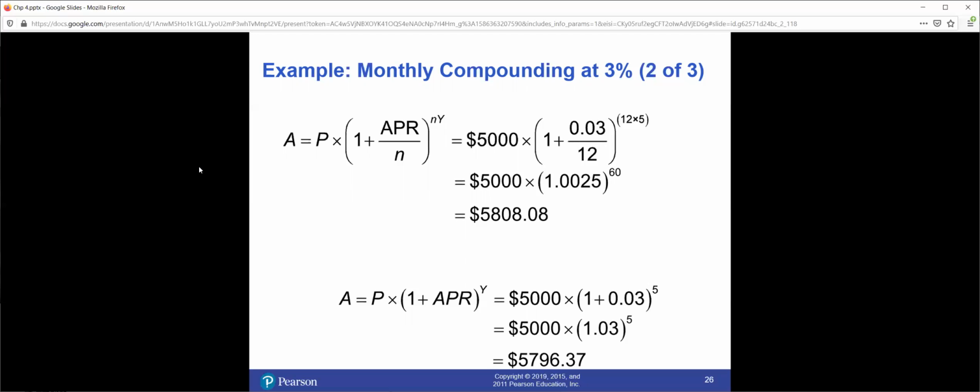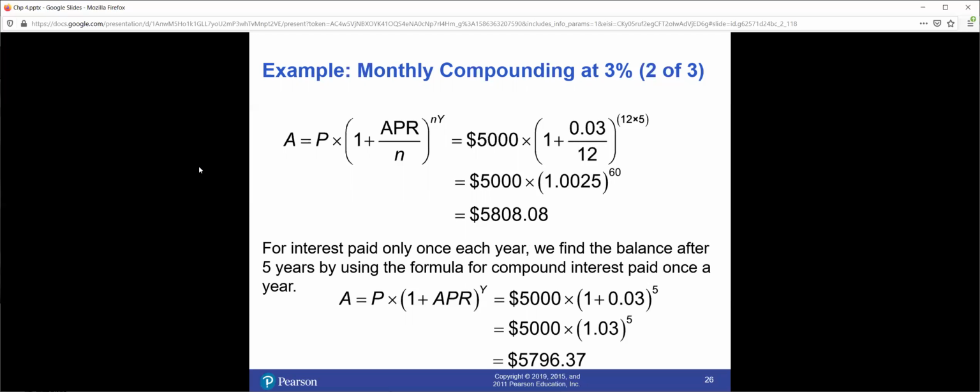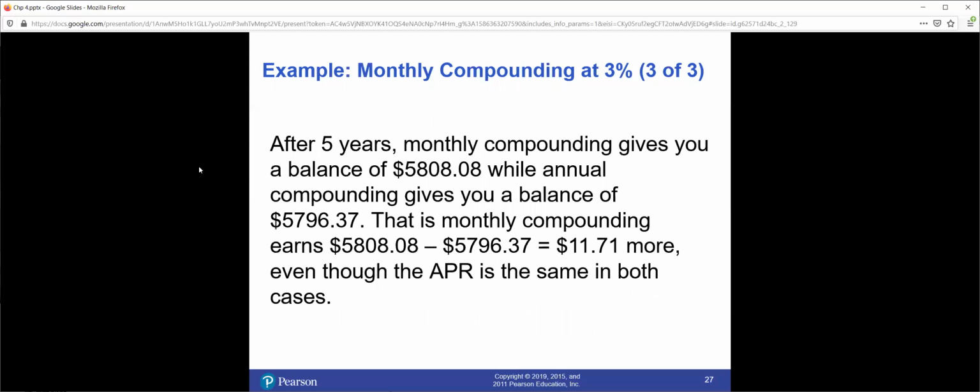$5,796.37. Granted, not a big step, right? It's like $12 and some change, someplace around there. But the more you compound, the more money you make. Interest paid once a year over the past 5 years, using the formula. As I said before, compounding every month made you $11.71 more, or cost you, depending if this is a loan or a bond or stock or whatever you did.